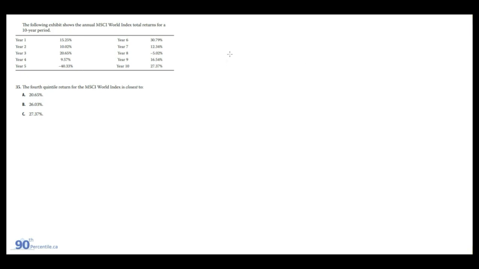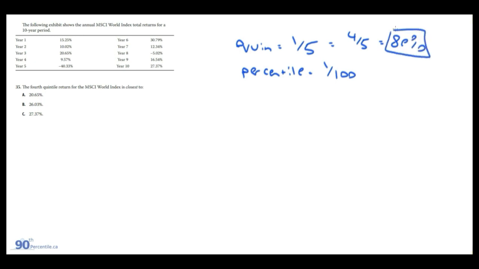So a quintile divides data into fifths. Quin is fifths, just like percentile is hundredths. So the fourth quintile would be 4 over 5, or 80%. So the fourth quintile is where 80% of the returns are below that. Just like if you're in the 90th percentile, 90% of whatever you're analyzing is below where you are.